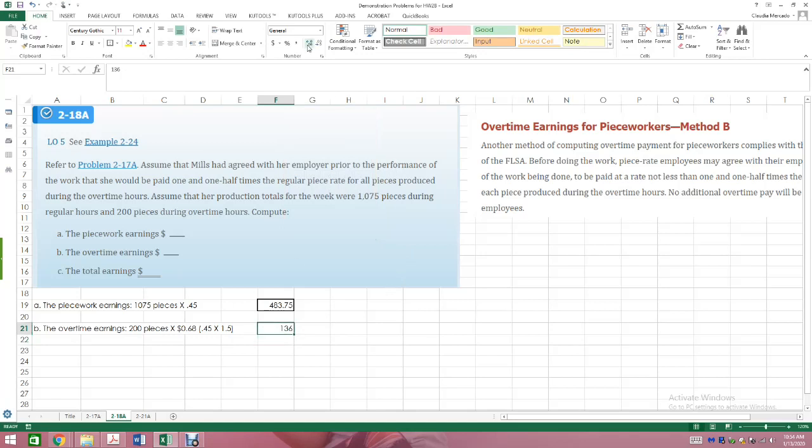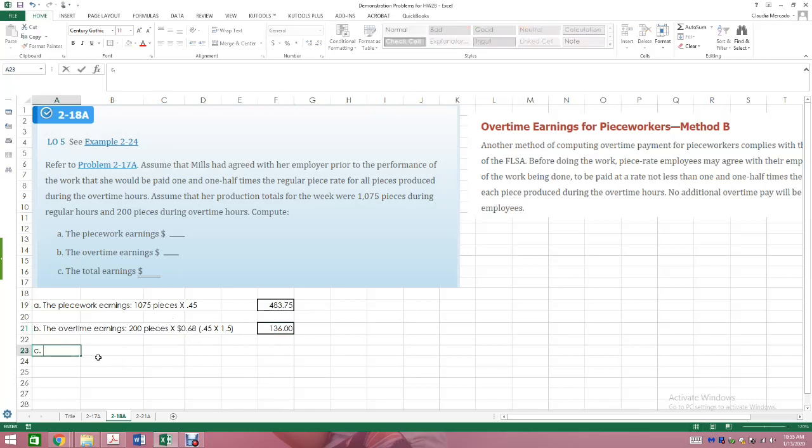So in this case, we are calculating the pieces that were worked during the first 40 hours at 45 cents, which was 1,075 pieces. Then the 200 pieces that were produced during the overtime period are going to get paid at 1.5 times the rate. So you were getting paid 45 cents a piece, at 1.5 the rate. Each piece produced during the overtime period is going to get paid at 68 cents. That's going to give me $136.